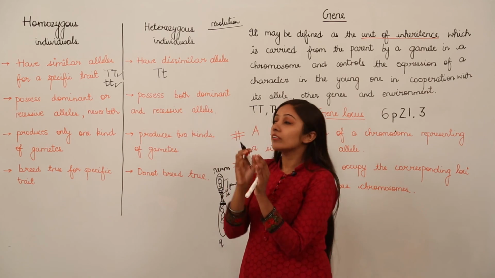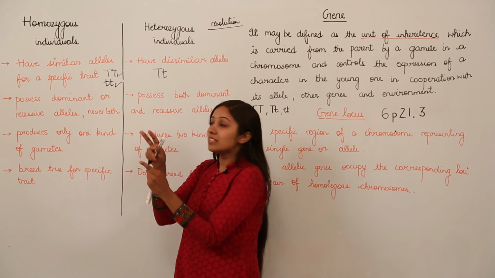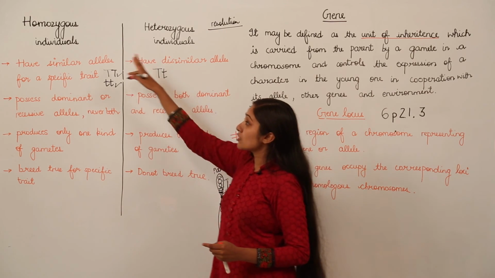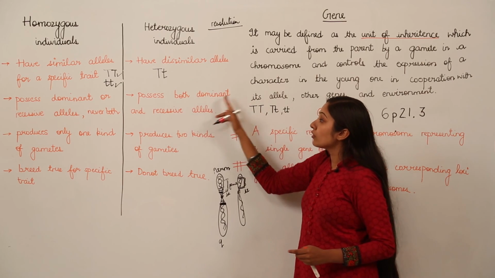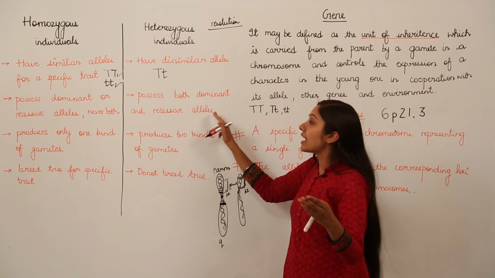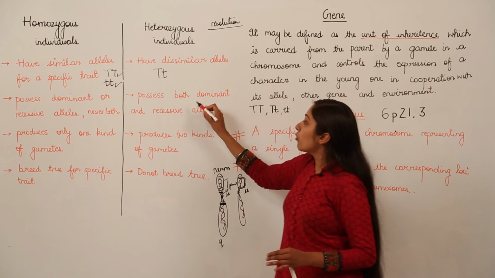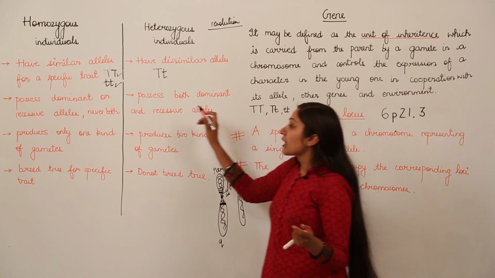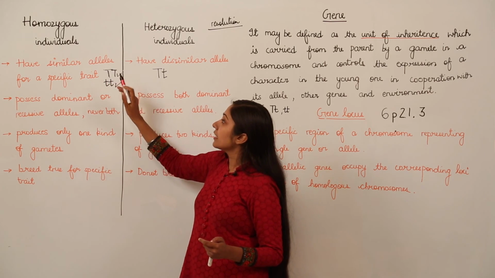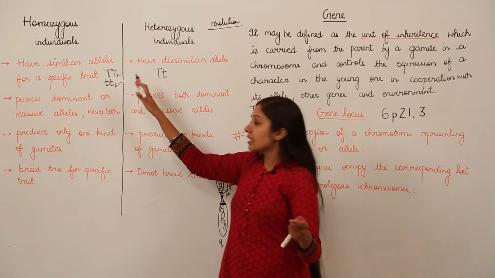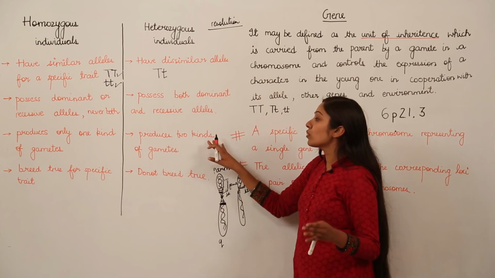They will not have both combinations, meaning you cannot have such a combination in the case of homozygous individuals. But heterozygous individuals possess both dominant and recessive alleles. As you can see, this is the dominant one and this is the recessive one. Homozygous individuals produce only one kind of gamete, since they encode for similar alleles, and heterozygous individuals are going to produce two kinds of gametes.